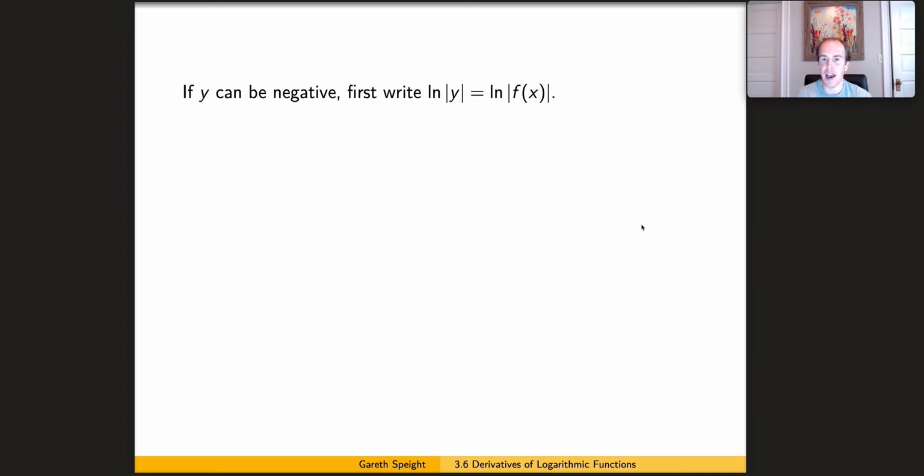Well, instead of writing ln y equals ln f of x, instead write ln of absolute value of y equals ln absolute value f of x. So this amounts to first taking the absolute value and then taking natural log of both sides. So it's still a true formula.